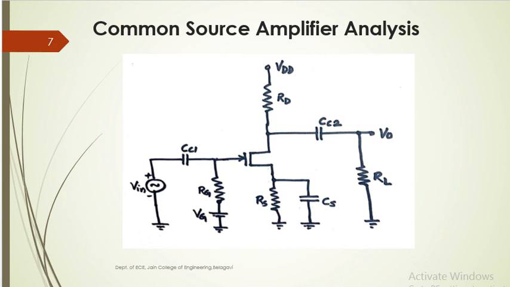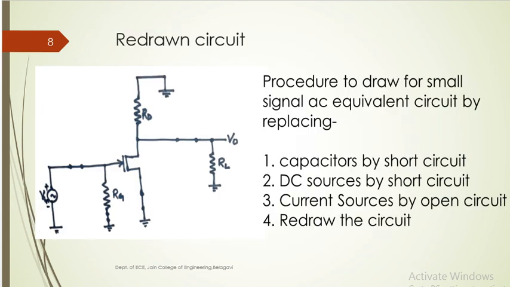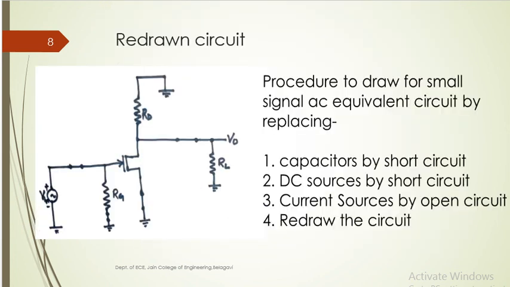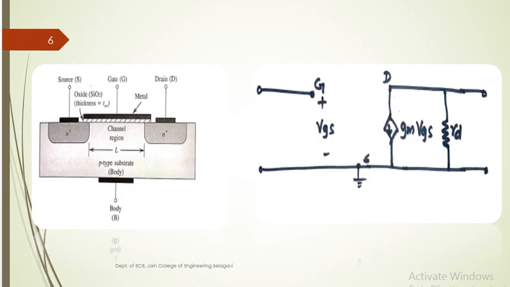Here we have to follow certain steps. Analyze the circuit wherever DC sources are there. VDD you connect to ground, VG replace by a short circuit, and capacitors CC1 and CC2 replace by short circuits, and redraw the circuit. If any current sources are available, show them as open circuits. The further step is to replace this NMOS transistor by its equivalent circuit, that is VGS, gm VGS, RD.